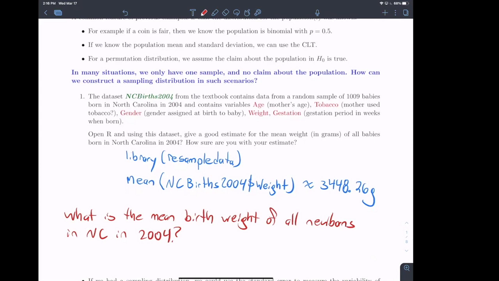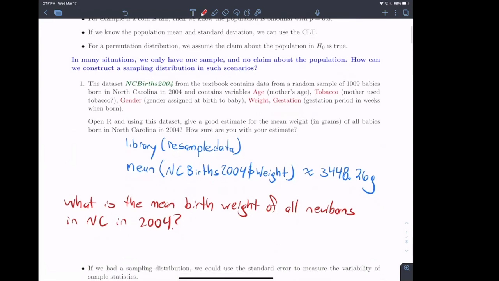So that's what we should restrict our notion of population to. And so for a question like this, there's no claim about what that value should be. So we're not gauging two competing claims. We just want to estimate the value. So the starting point would be, let's calculate the corresponding statistic.